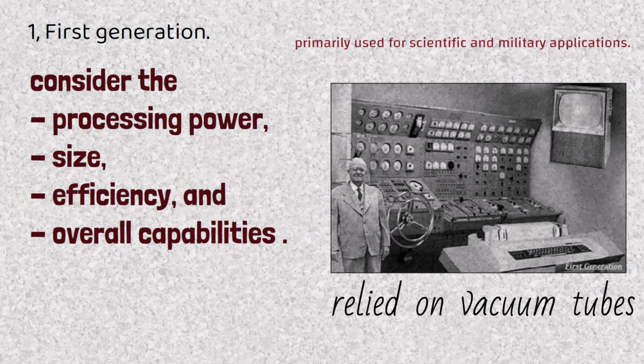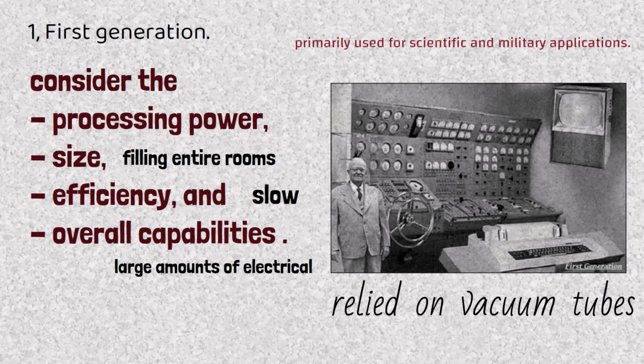When we see the key features of this computer, the first one is the size. The size of the first generation of computers was enormous, often filling entire rooms. When we talk about the speed, the processing speed was relatively slow due to the limitations of vacuum tubes. We also talk about the power consumption. These computers consumed large amounts of electrical power, leading to high operating costs.